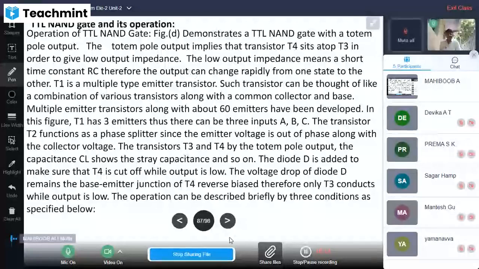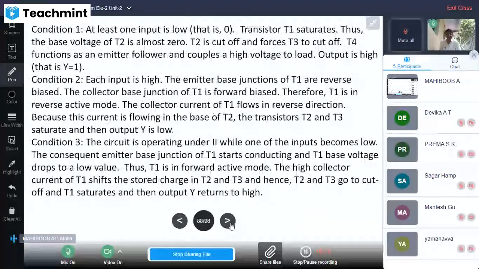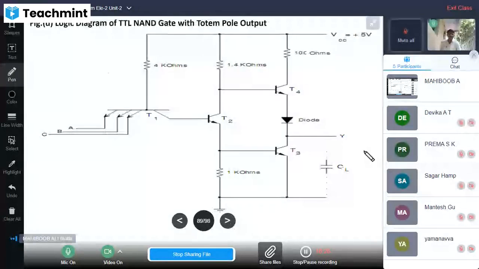Here it consists of two types of connections in the TTL NAND gate. One is called a totem pole. In the totem pole, T3 and T4 are connected in series with the power supply. T3 is on top, and T4 is on top of T3.